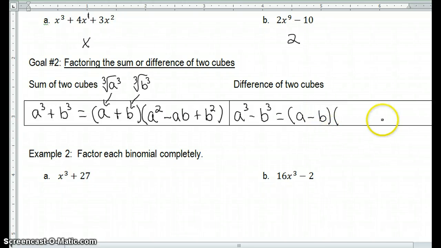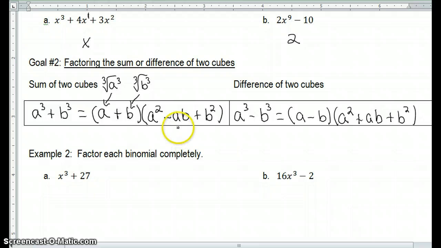And then this trinomial that's multiplied together is going to take this a and square it, multiply these two together, and again switch the sign. So it's the same procedure. I'm going to take this and square the b and get b squared. And so that's how you factor sum or difference of cubes.